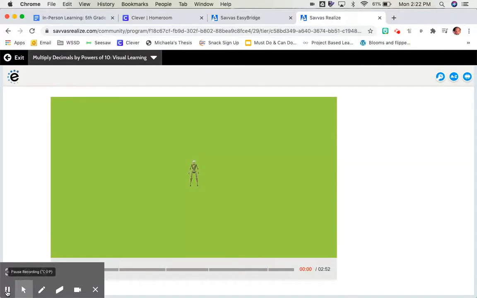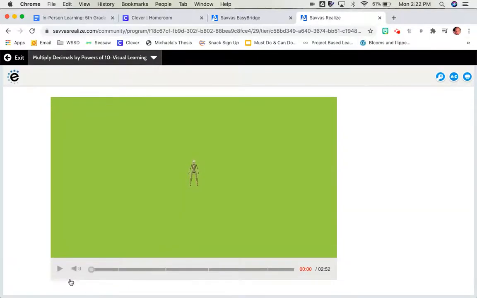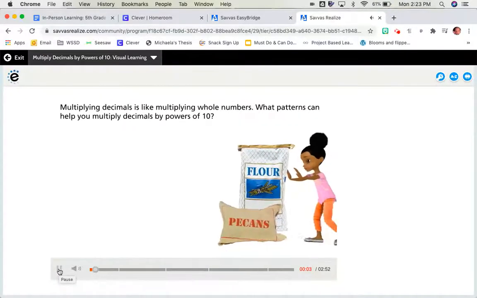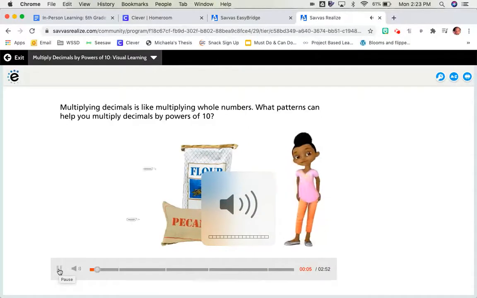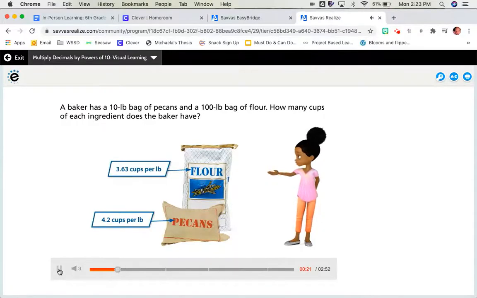Let's take a look at the video together to see what the book has to say about multiplying decimals by powers of 10. Multiplying decimals is like multiplying whole numbers. What patterns can help you multiply decimals by powers of 10? A baker has a 10-pound bag of pecans and a 100-pound bag of flour. How many cups of each ingredient does the baker have?